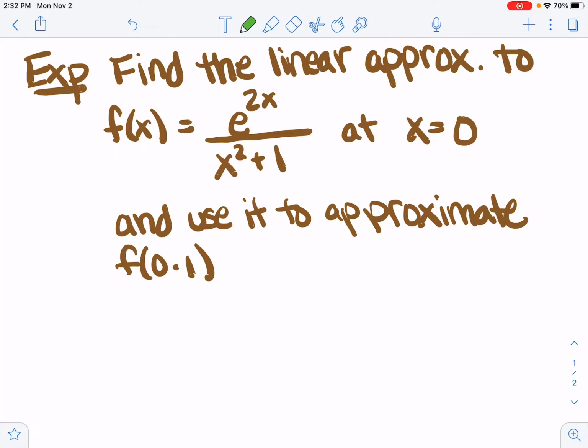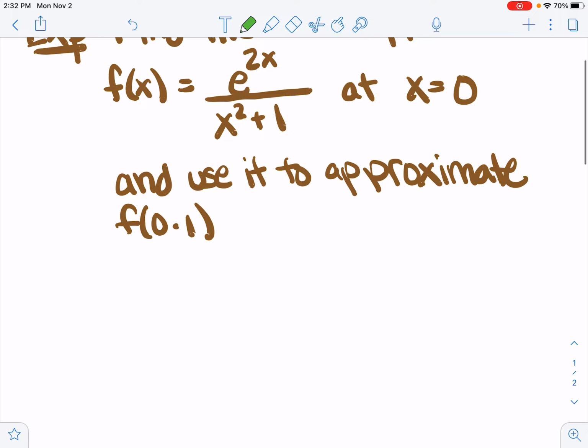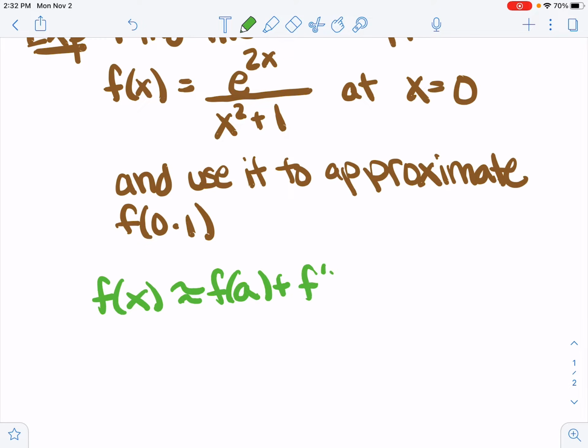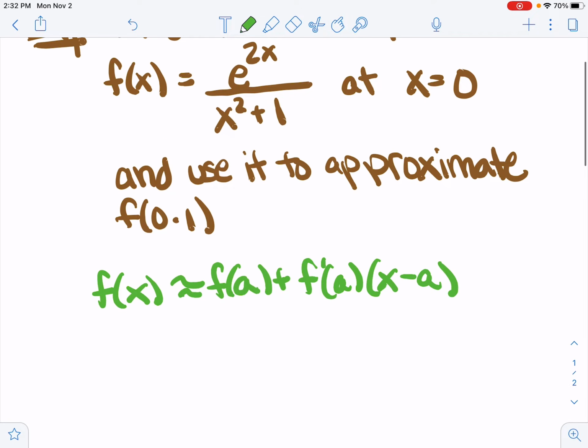All right, we want to use the linear approximation of a given function at x equals 0 and approximate a specific value of that function. So the equation for linear approximation, we have f of x is approximately f at a plus f prime at a times x minus a. Now a is where we're going to center our approximation.